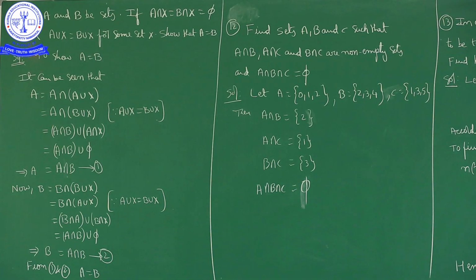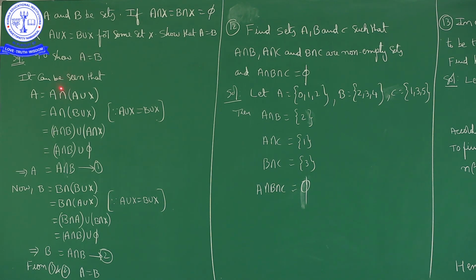Next question. Let A and B be two sets with these conditions: A intersection X equals B intersection X equals the null set, where X is any set, and A union X and B union X are both equal for some set X. I have to show that set A is equal to set B. A and B are two sets and these conditions are given: A intersection X and B intersection X are both equal to the null set, and A union X and B union X are equal. We have to show A equals B.